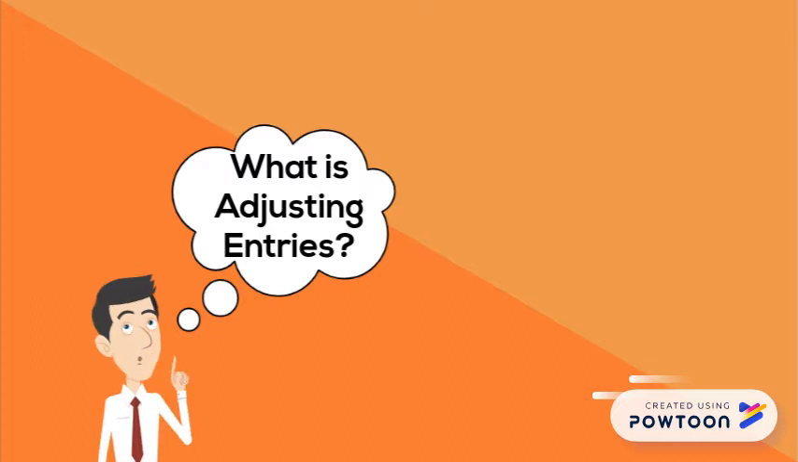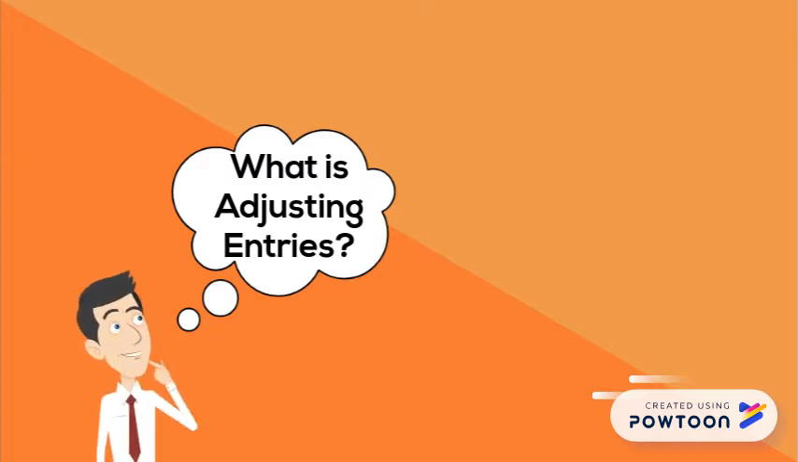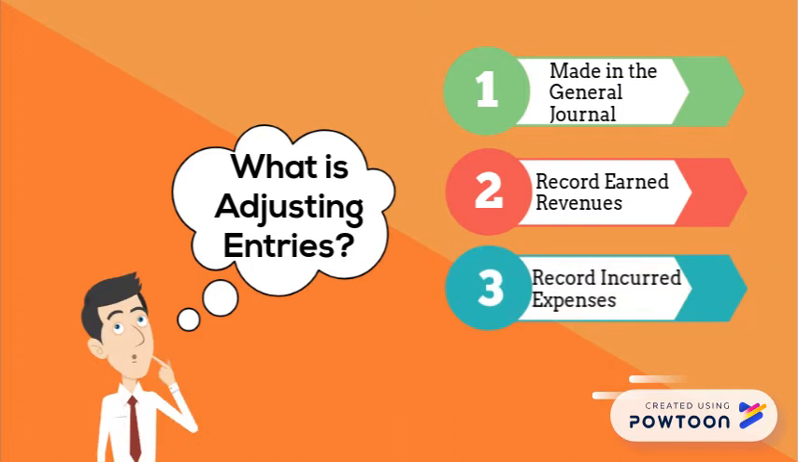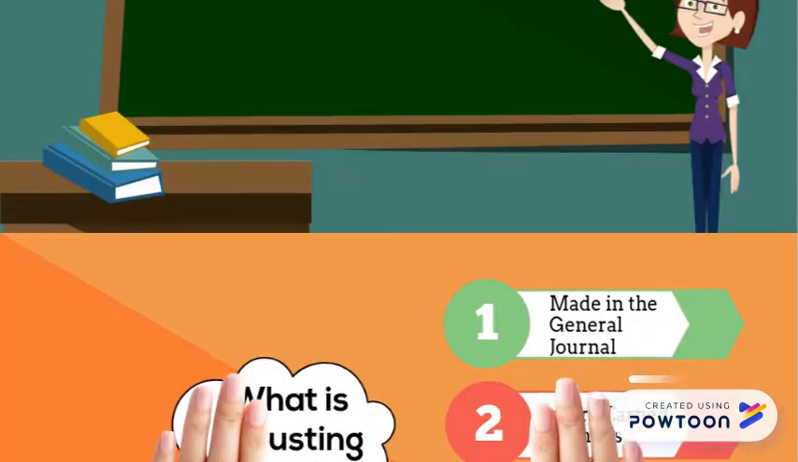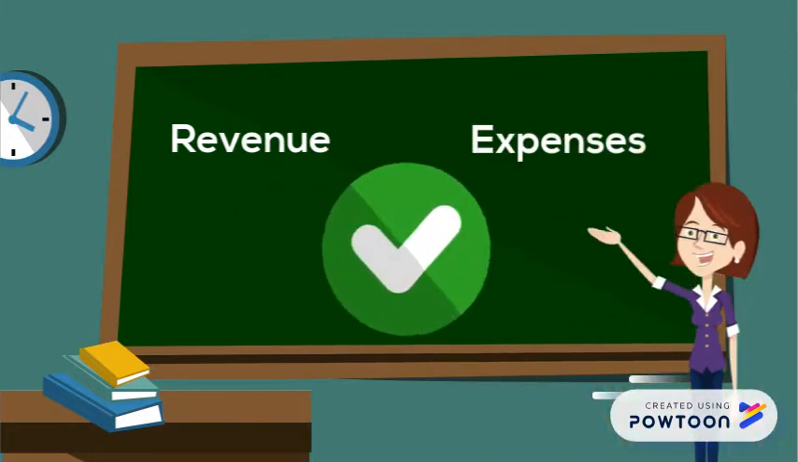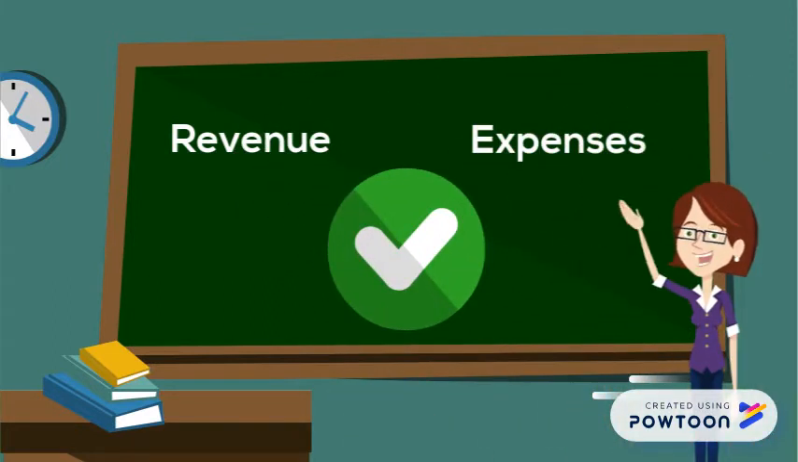According to the ACCT Financial Accounting Textbook, adjusting journal entries are entries made in the general journal to record revenues that have been earned but not recorded and expenses that have been incurred but not recorded. This method is utilized to ensure that revenues and expenses are correctly noted under an accrual basis.